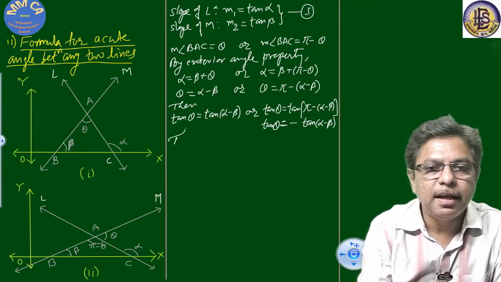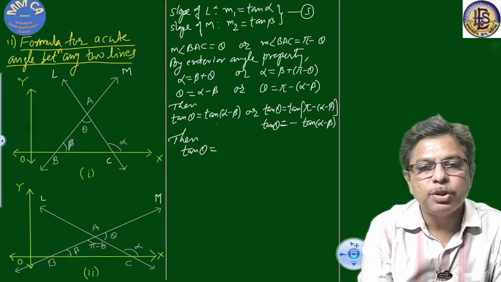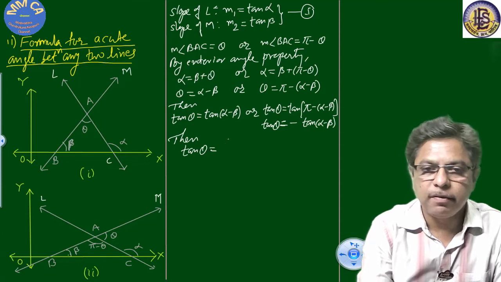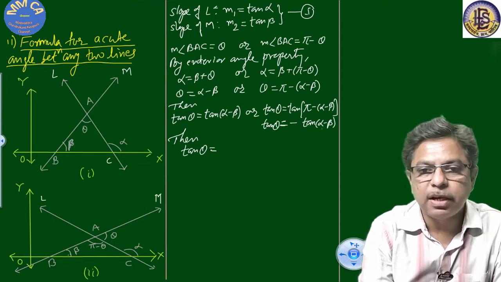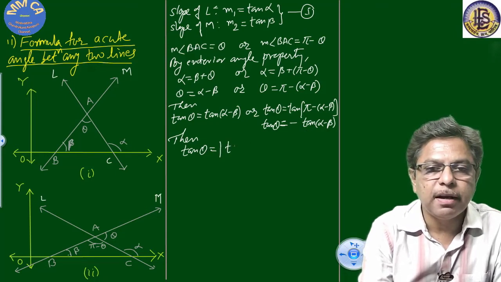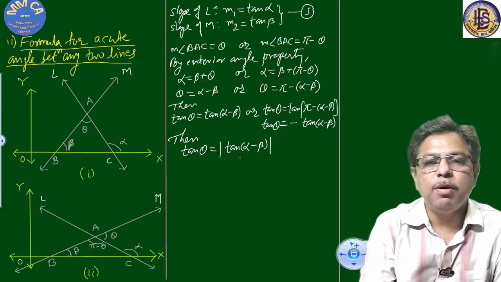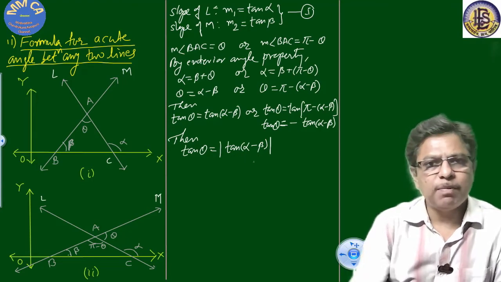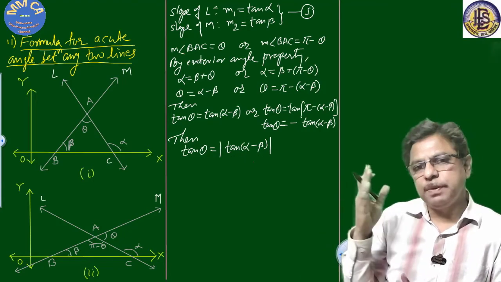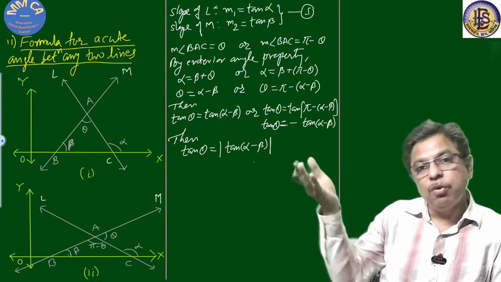Now if we combine these two results, see what happens. Tan of theta is equal to tan of alpha minus beta if it is positive. If it is negative, then we'll consider its negative to make it positive. And this property can be satisfied by one operation, known as the modulus operation. So tan of theta is equal to mod of tan of alpha minus beta. What happens in modulus? If it is positive, it keeps it as it is, and if it is negative, it will consider its negative, which is positive.